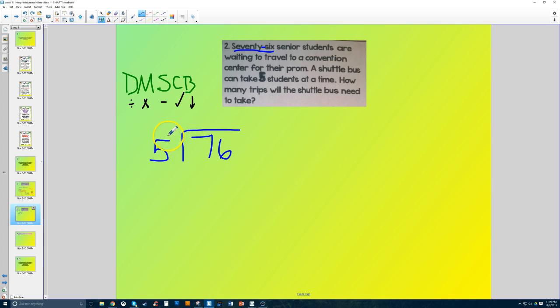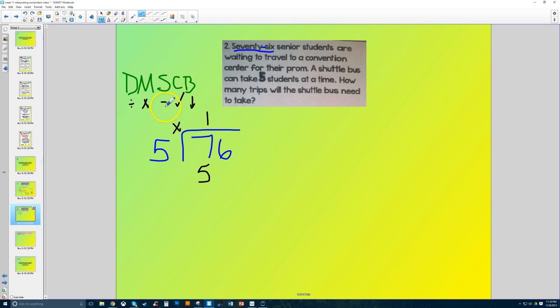So let's go through these steps. How many 5s go into 7? That's step D, dividing. How many groups of 5 can I make out of 7? And that is 1 group. So then I'm going to move on to multiply. 5 times 1 is equal to 5.